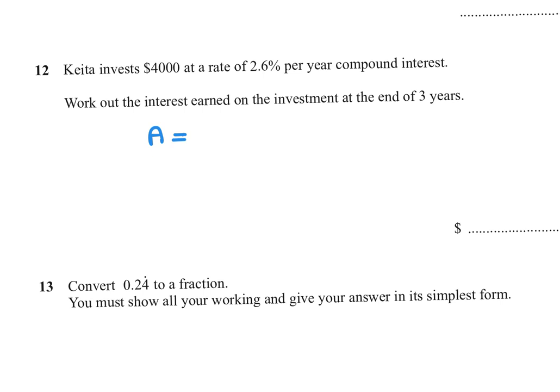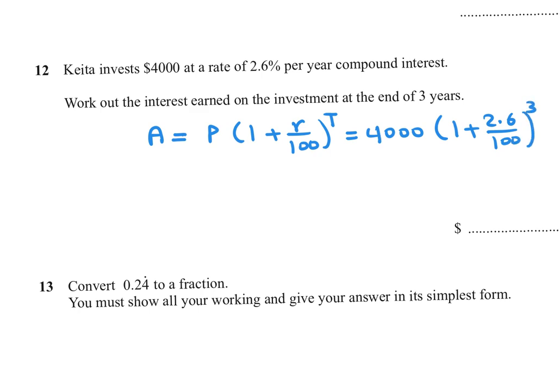So the total amount is P into 1 plus R over 100 to the power T. This is the formula for the total amount with compound interest. So 4,000 into 1 plus 2.6 over 100 to the power 3, because it's 3 years. Can you find the answer? 4,320.182, so 4,320.18 to 2 decimals.